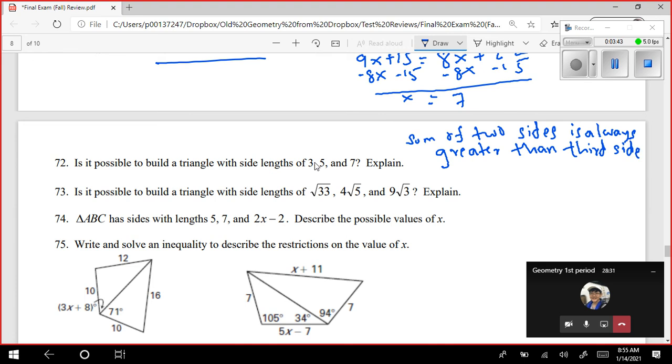So therefore here we just have to check for that. 3 plus 5 is greater than 7. Yes, that's true. 8 is greater than 7. Then next, 5 plus 7 is greater than 3. That is also true. And the last combination that we are left with is 7 plus 3 is greater than 5. Yes, that is also true because 7 plus 3 is 10 and 10 is greater than 5, and you can say yes. Okay, you can try this.